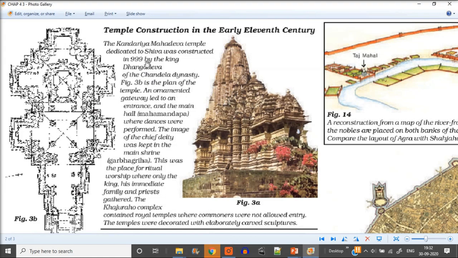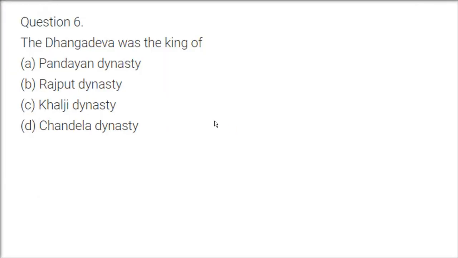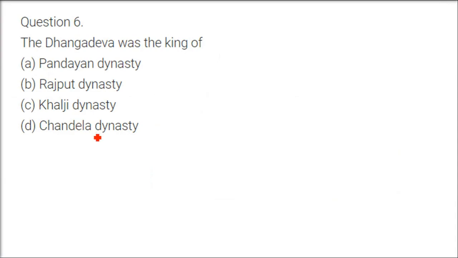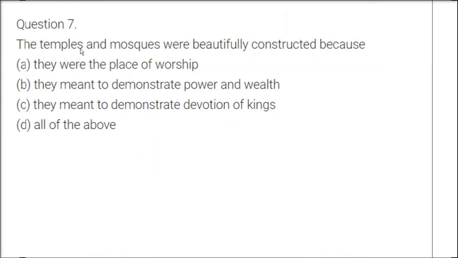You might have heard about Khajuraho temple. So this is one of the parts of the Khajuraho complex only. Kandariya Mahadev, Chandel dynasty. So the answer is Chandel dynasty, Chandela dynasty or Chandel dynasty.